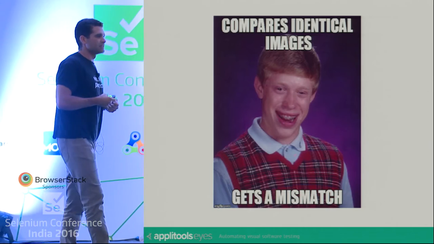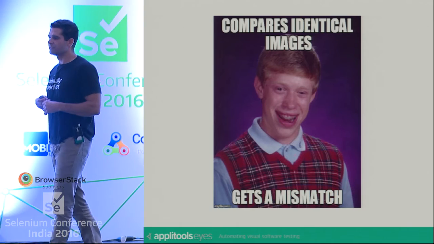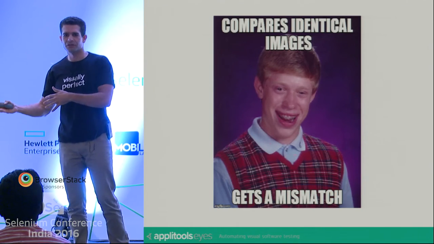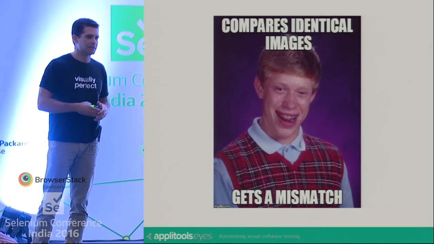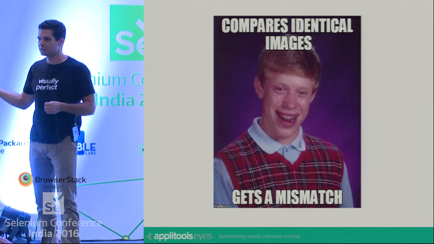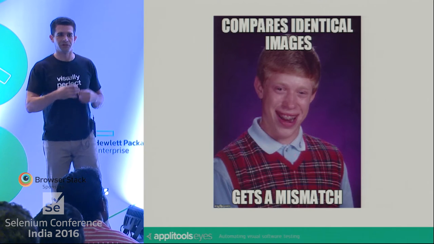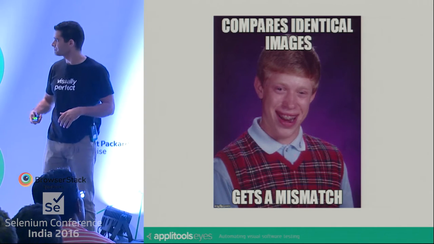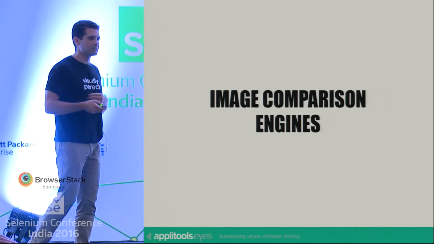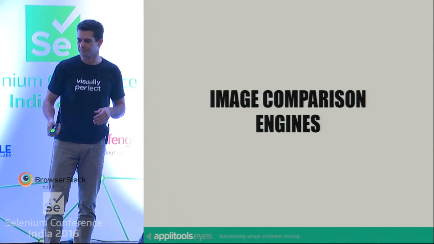But seriously, the reason I'm showing you all of this is just to explain why, if you ever tried just comparing pixels and it didn't work, it doesn't work. And also to say that in recent years, the visual test automation tools have come a very long way in handling these issues and allowing you to really perform visual test automation at a very large scale in a very stable way. So let's go over these image comparison engines in more detail and see what are the primary ones that all these tools are based on.